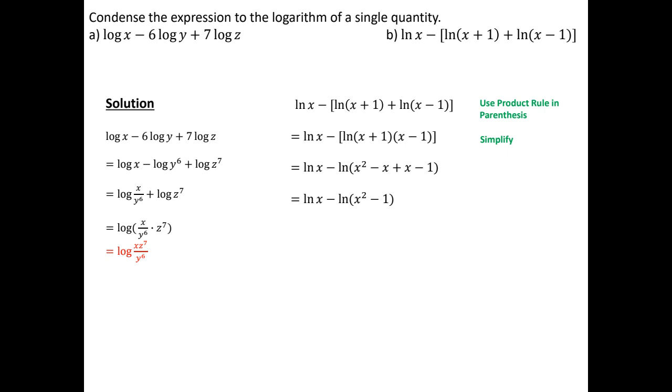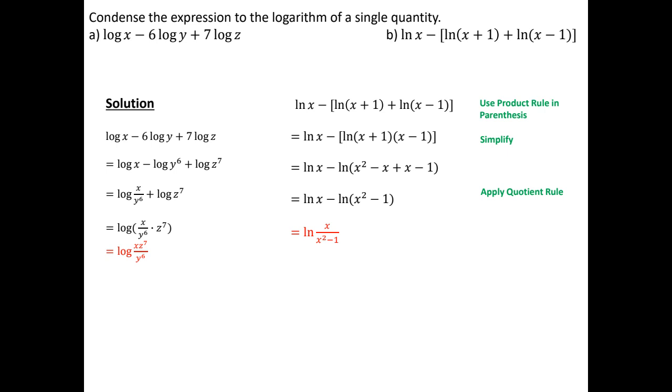I can use my quotient rule, and my quotient rule says that when I have two logs that are being subtracted from each other, this becomes a division: the first one is the numerator divided by the second one, which is the minus 1, and voila, I have my answer. This is my final answer. I went from 3 logs to only 1 log.